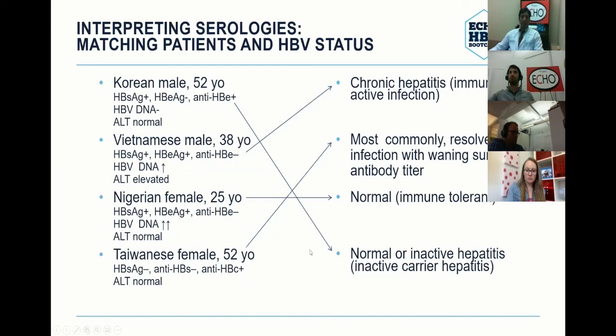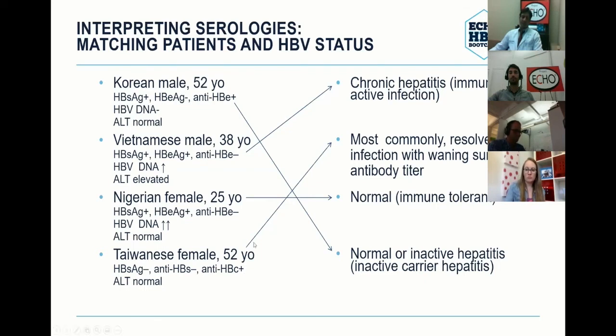The fourth scenario is a 52-year-old Taiwanese woman. Now she has surface antigen, which is negative, surface antibody is negative, and hepatitis B core antibody is positive. Her ALT is normal. Now in this scenario, obviously, this is a patient with isolated core antibody, right? So again, we talked about this in the previous module.